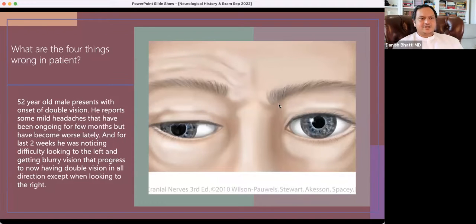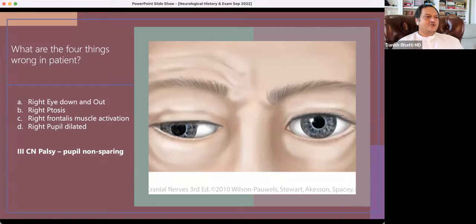And this is your examination of the eye. What are the 4 abnormalities that you see in this patient? I'll give you a few seconds to think about it, and then I'll start explaining in the interest of time. So the 4 problems visible in this patient: number 1, the right eye is down and out. The way you can tell is if you look at the mid-pupillary point and draw a line straight, then the mid-pupillary line on the other eye is higher than the mid-pupillary line on this eye.